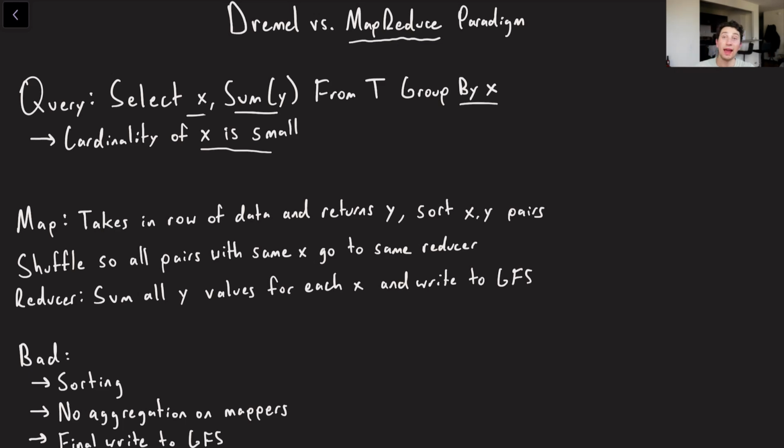What it's going to do is take in some input and transform it to X comma Y values, right? So that's what the mapper is going to be. And then next, as we always do on the mapper, we're going to sort those pairs.